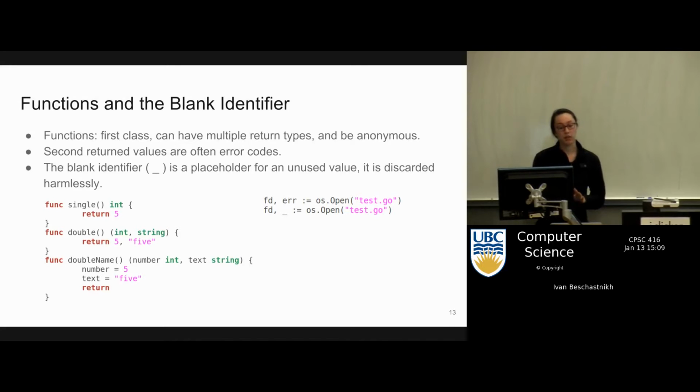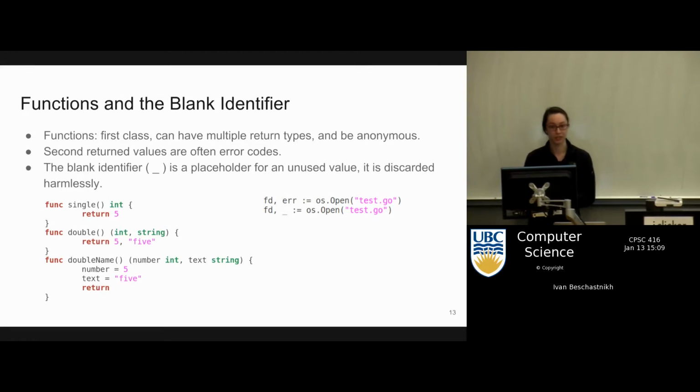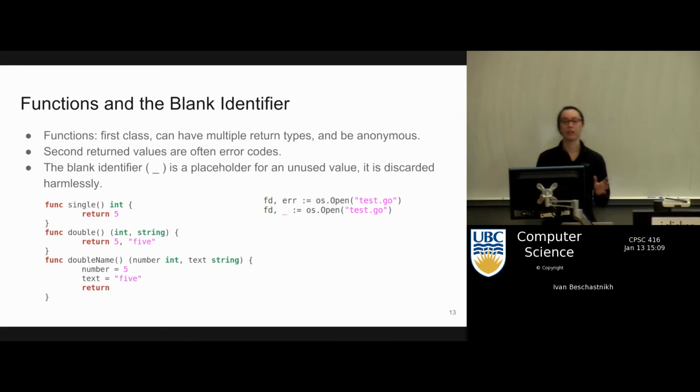The neat thing about Go is that you can have multiple return types, and you can actually give a label to those return types. So in the double name example, we force the return values to be called number and text, whereas in just the double example, we return an int and a string. Are there questions? OK. And then the first class part of a function means that a function can be passed to other functions. So it's kind of like a pointer in a sense. Yeah, you can treat a function like any other variable. And we'll see that when we get to structures and data structures like that. Questions? OK.